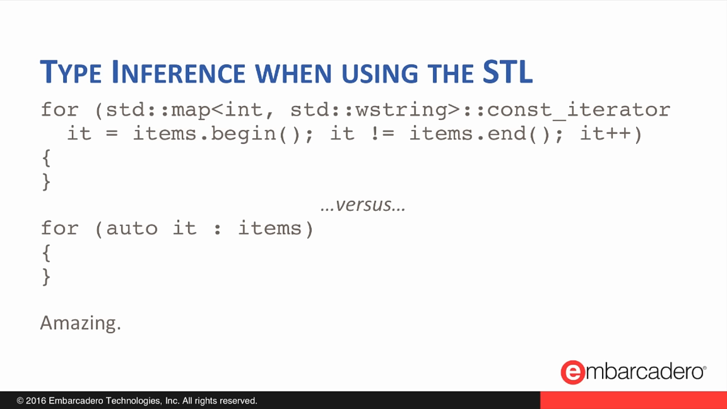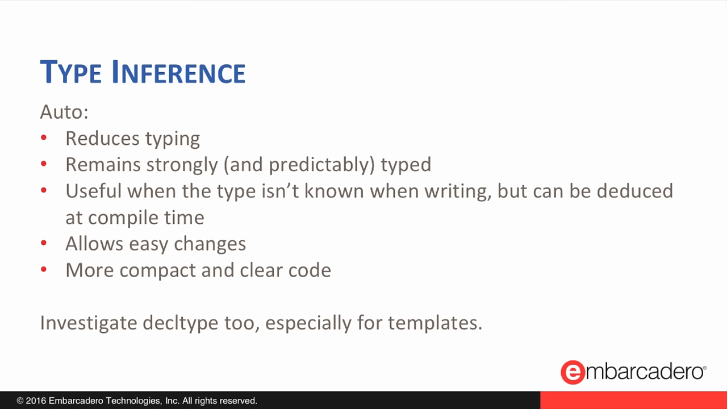Auto reduces typing, remains strongly typed, is useful where the type isn't known when writing but can be deduced at compile time, allows easy changes, and allows more compact code. It's also worth investigating decltype, which I only mentioned briefly. It's unlikely you will use this nearly as often as auto, but it can be very useful for declaring types, especially in templates. So check it out.